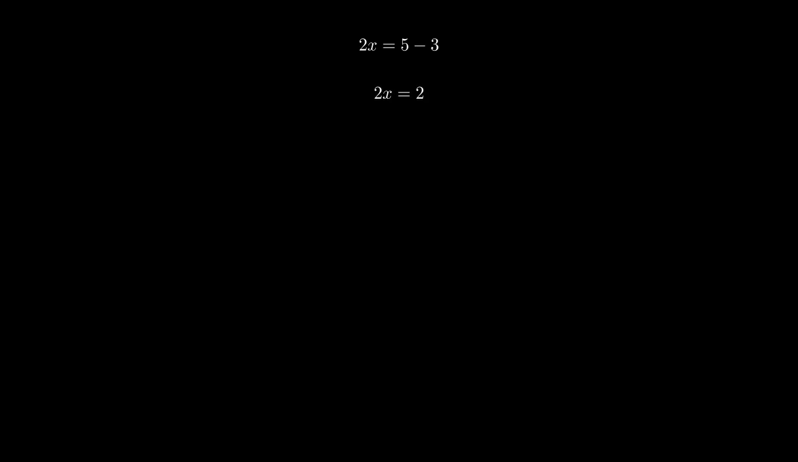This simplifies to 2x equals 2. Then, we divide both sides by 2 to get x equals 2 halves. This gives us x equals 1.